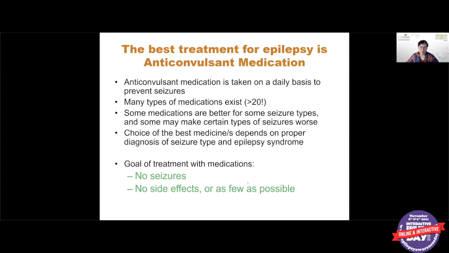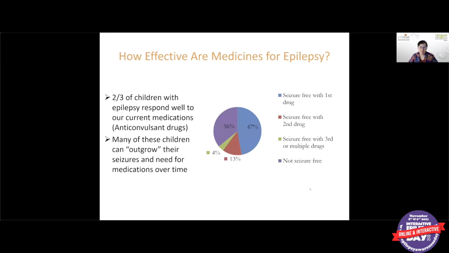And it's very important to remember, as a family member or as a patient who has epilepsy, that the goal of treatment should always be to have no seizures and no side effects, or as few side effects as possible. How effective are medications? So often children will respond to the first or the second drug that they're tried on, as long as it was chosen effectively for the type of seizures they're having. So 47% of children and adults, when they try their first medication, are going to be seizure-free.